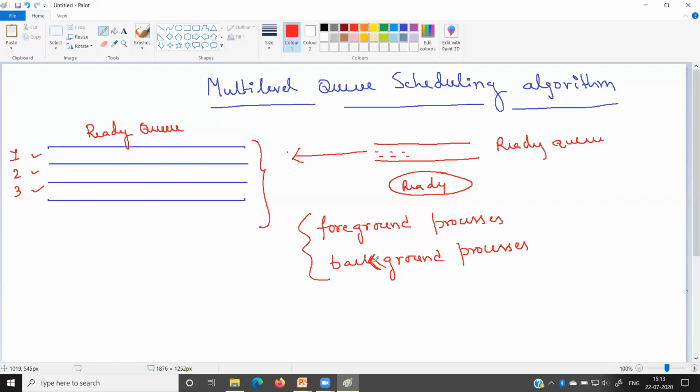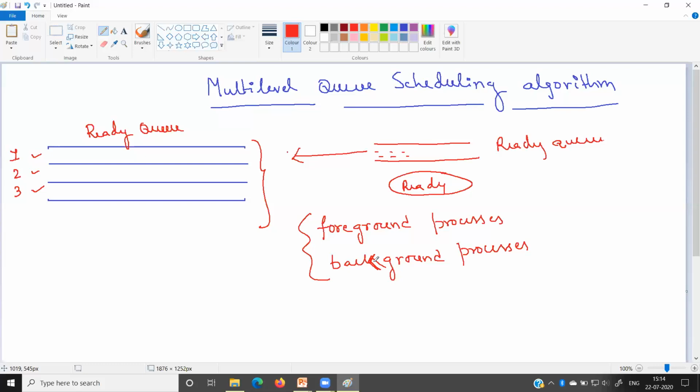So the user usually interacts with the foreground processes. As the user is doing a job through some application interface, the user definitely cannot wait for a long time. So we should execute the foreground processes faster compared to the background processes. That means the priority of the foreground processes is high compared to the priority of the background processes.